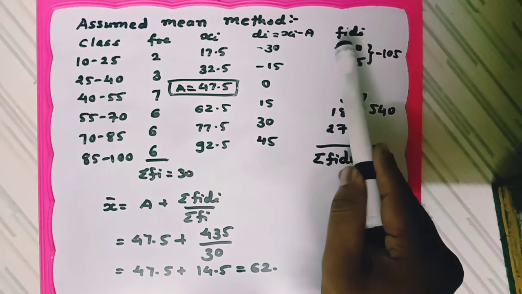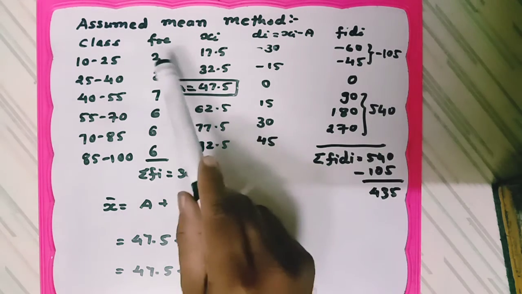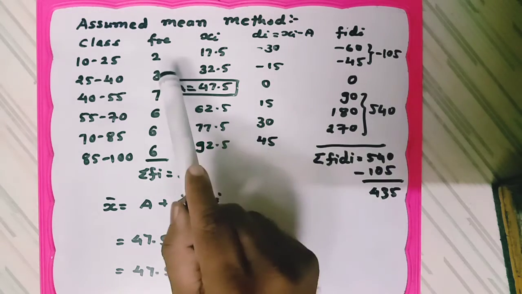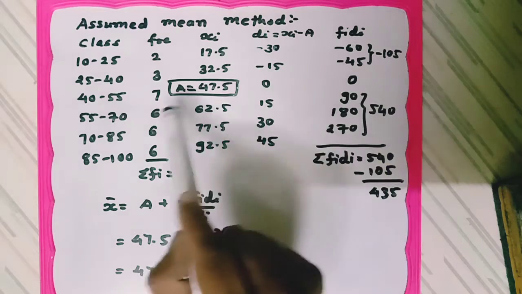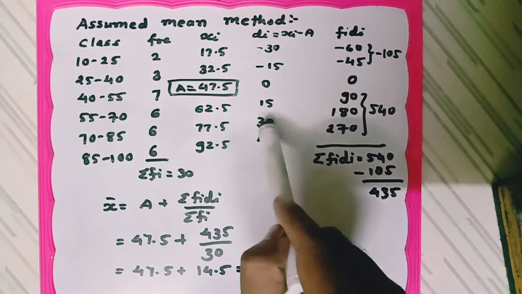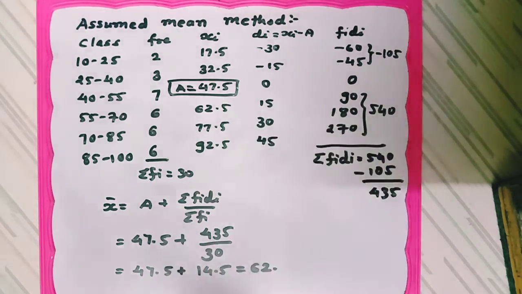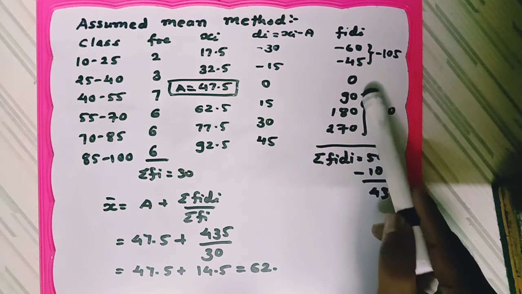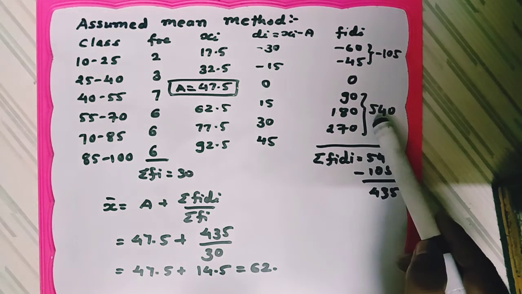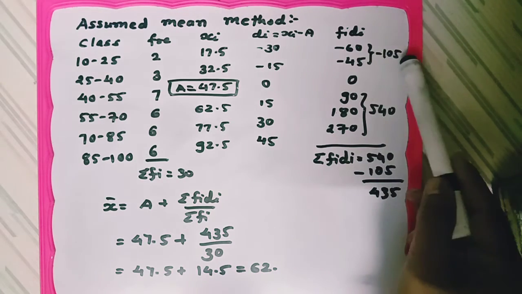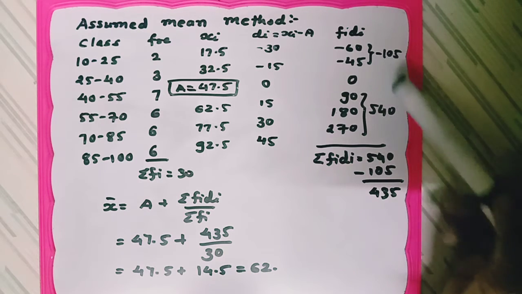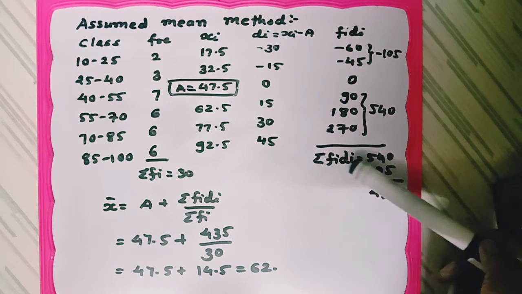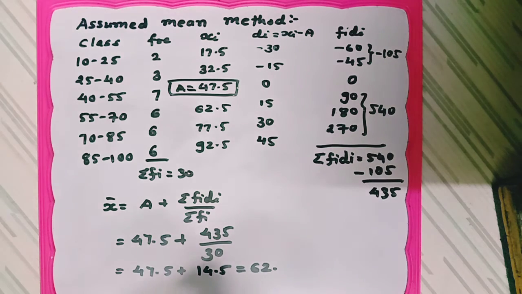Now we will find the multiplication of fi into di. So 2 into minus 30 is minus 60, 3 into minus 15 is minus 45, 7 multiplied by 0 is 0, 6 15s are 90, 6 30s are 180, 6 45s are 270. And so the addition of the positive values is 540, and the addition of the negative values is minus 105, so the total is 435. So sigma fidi equals 435, and the total frequency is 30.